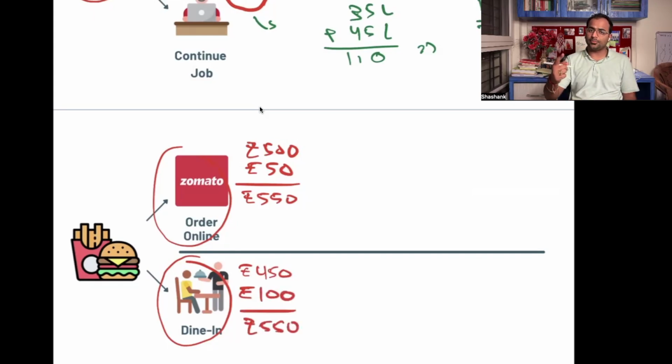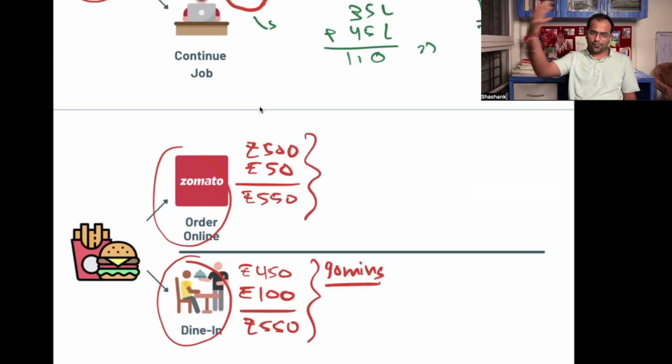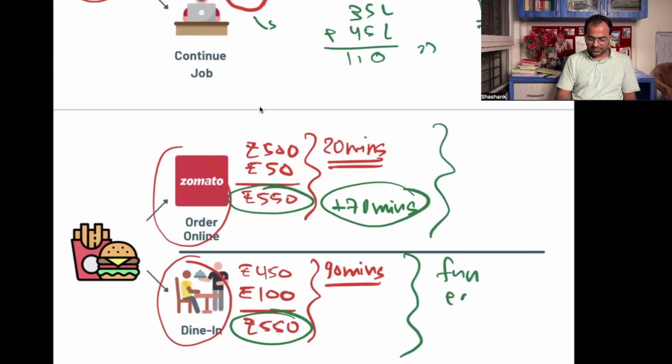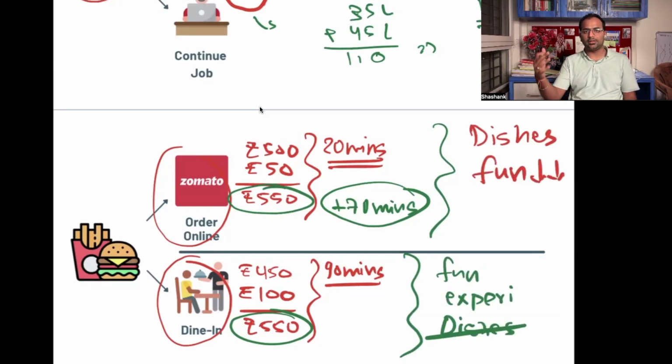But another factor that should be taken into account is the time that will be spent in going and coming back. So suppose it takes 90 minutes for you to go and come back, but in the online case, the order is done, the food arrives, and you're done eating in say 20 minutes, right? So if I look at the time aspect of it, I'm saving 70 minutes in this case, right? Money wise, there is not much of a difference. However, there can be other factors attached to it, right? If I'm going out and eating, then perhaps I'm having more fun. Perhaps it is a nice experience.